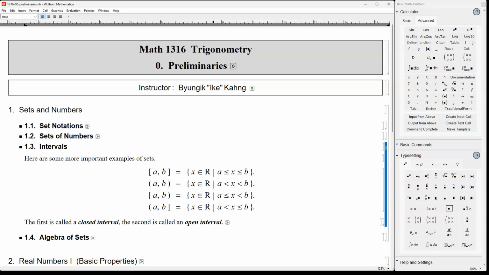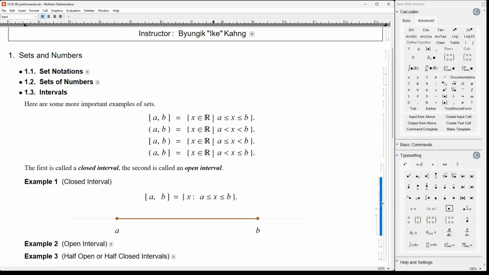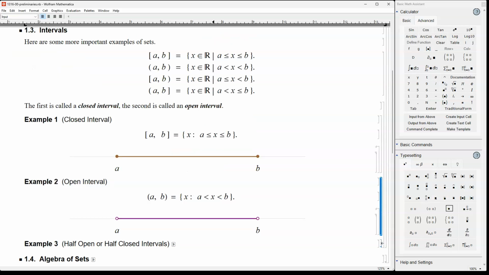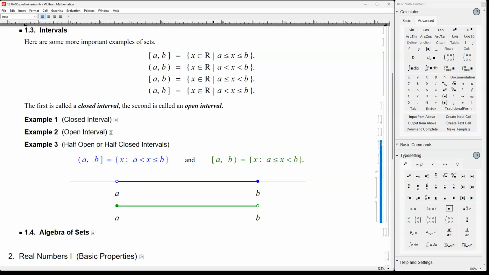Intervals. Need I say more? Okay, alright, some visualizations. Closed interval, the first one. The open interval, the second one, and solid dot means bracket, it's part of the set. Empty dot means parentheses, strict inequality, is not part of the set. And then half open and half closed intervals like that.